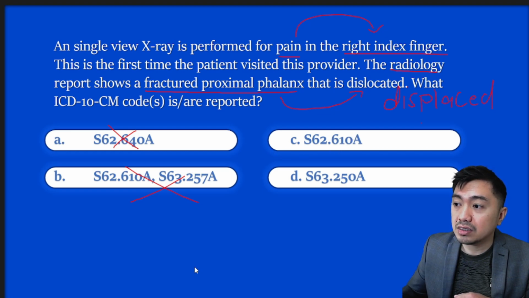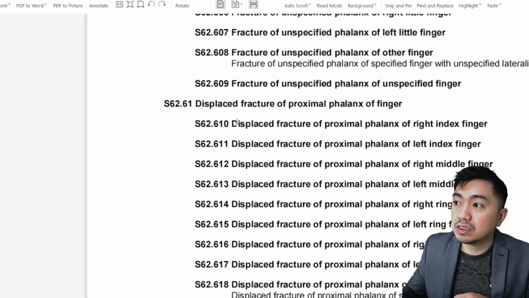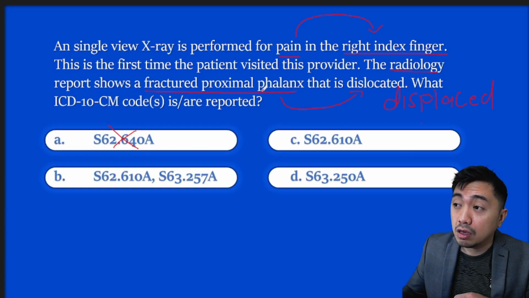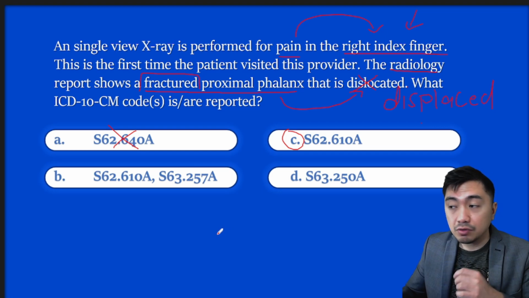Let's go to your letter C, S62.610A. All right, let's just say you didn't eliminate letter B here. S62.610A. So let's go a little bit backwards. Displaced fracture, yes. Is it proximal phalanx? Yes. Is it right index finger? Yes. So go. Everything is complete. Proximal phalanx of the right index finger, which is displaced. So we'll choose letter C. So congratulations for getting that $600.